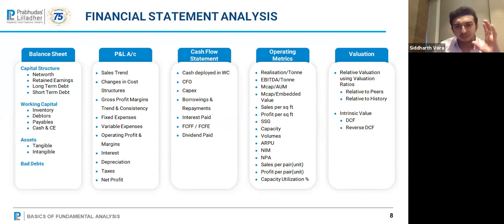If these things are moving in a synchronous way, you know that this company is clean, it's transparent. But if you see some companies with very high profits, but no cash, it's a clean red flag. Stay away from such companies.